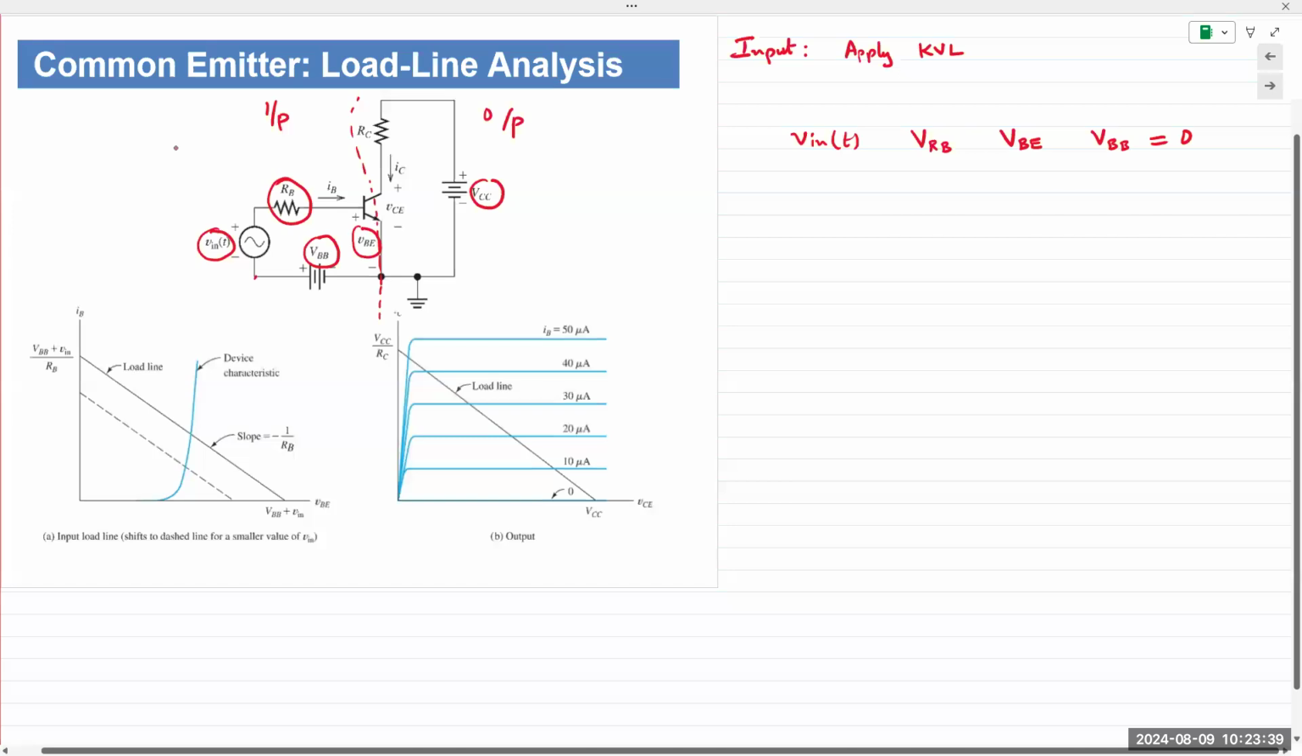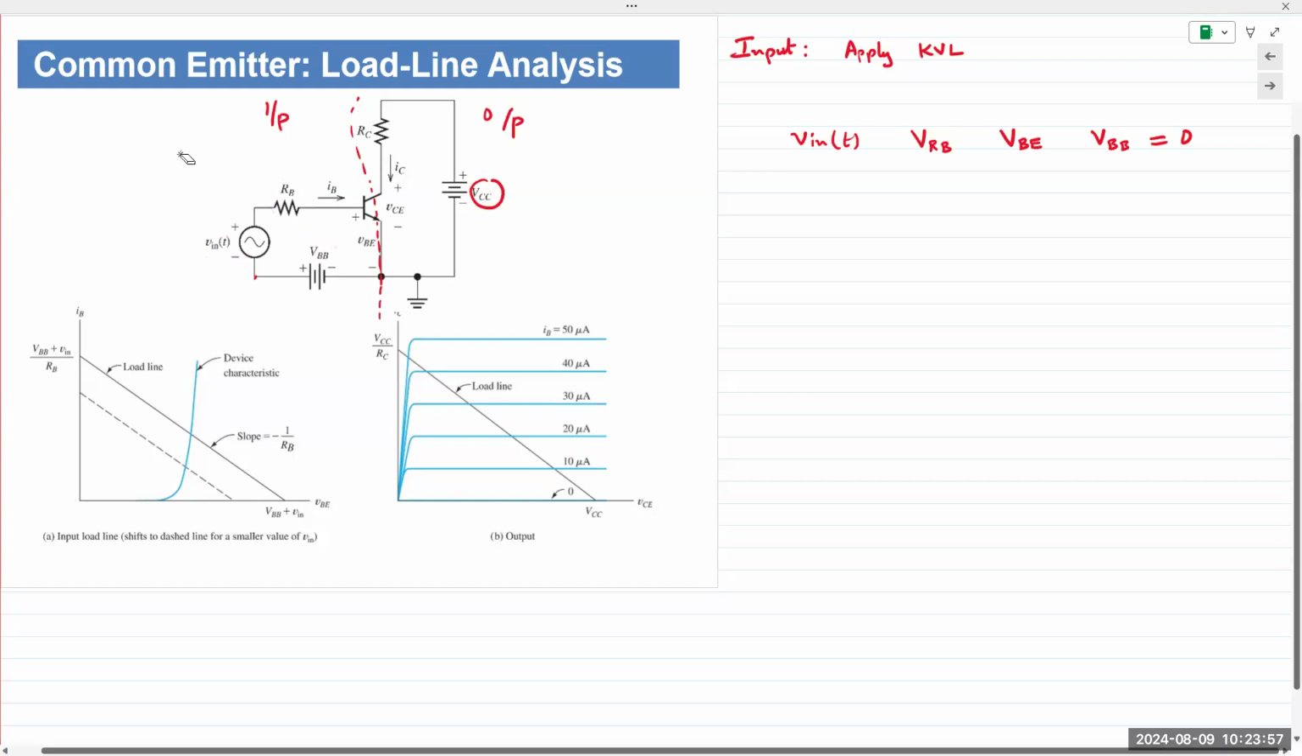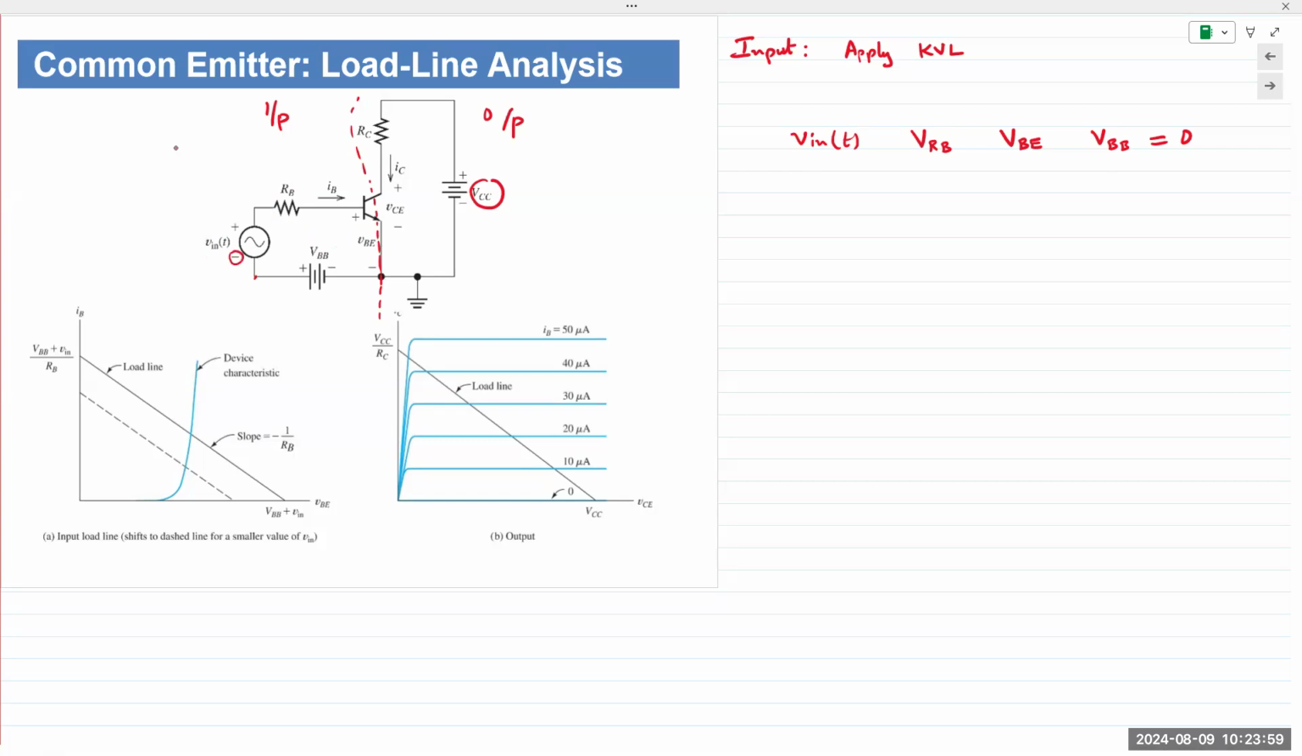And again, if you have a preferred method that you're used to for applying KVL, feel free to use that. You do not have to use what I do. Okay, I typically just sum up all the voltages on the left side of the equation and I say everything is equal to 0. So then I have to do plus minus accordingly. So in here, I have minus V in.